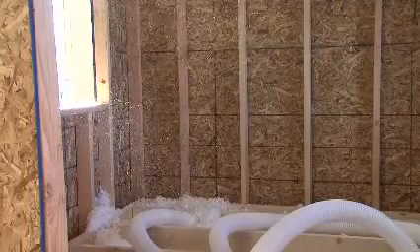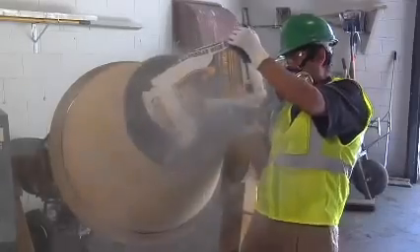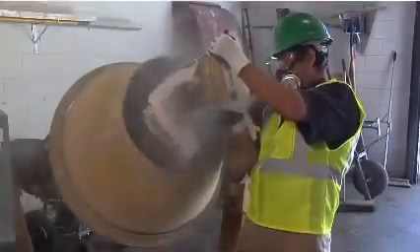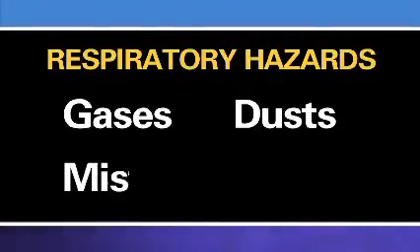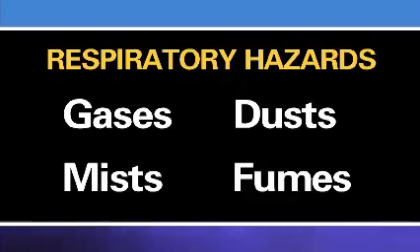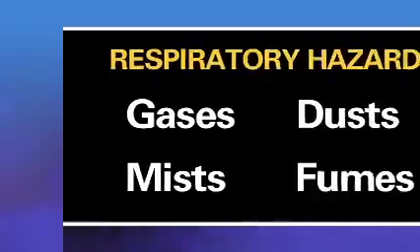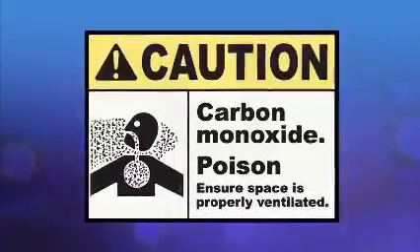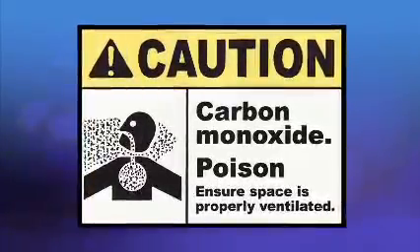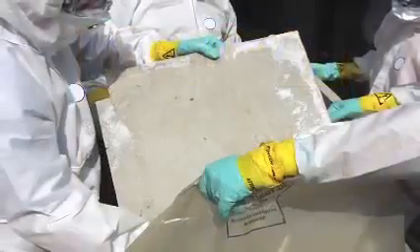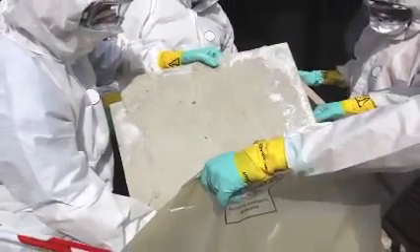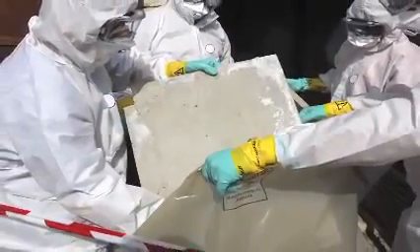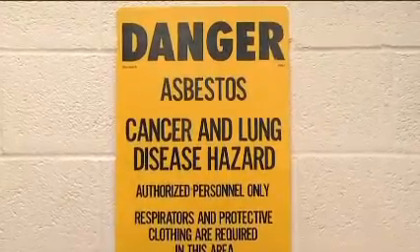Gases, dusts, mists, and fumes may be present at construction work sites. Some of these can make you sick or kill you if you breathe them in. These gases, dusts, mists, and fumes are referred to as respiratory hazards. Some respiratory hazards act quickly, like carbon monoxide, which can make you unconscious or kill you in minutes. Other respiratory hazards can take years to make you sick, like asbestos, which can cause lung cancer decades after you breathe it in.